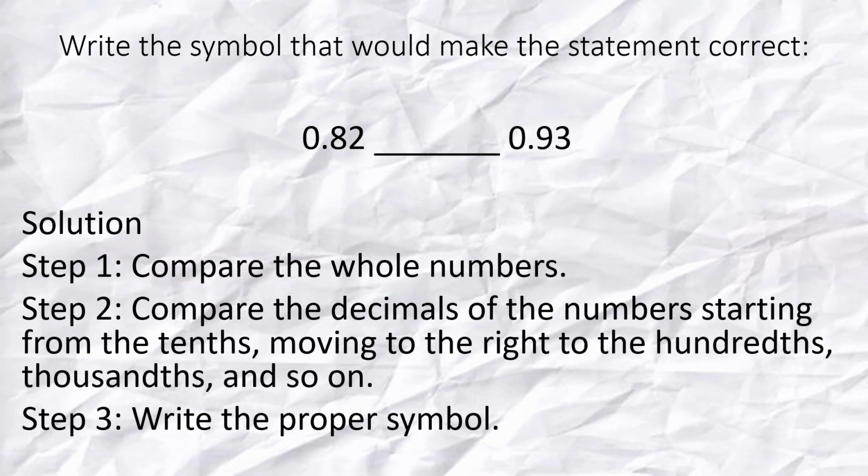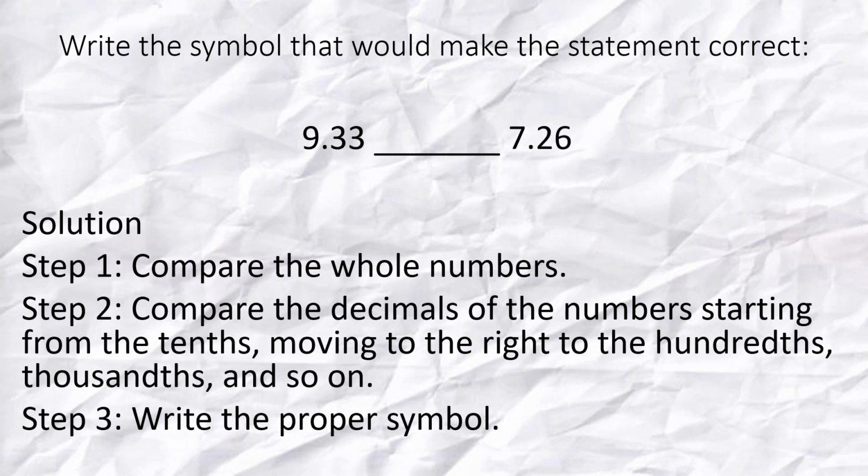Next, 82 hundredths and 93 hundredths. We begin again with the whole numbers. Since both don't have any whole number, we proceed to the next digit to the right, which is the digit in the tenths place value. This is 8, this is 9. So 9 is bigger than 8, therefore 93 hundredths is bigger than 82 hundredths. So in that case, the answer here is less than, because 82 hundredths is less than 93 hundredths.